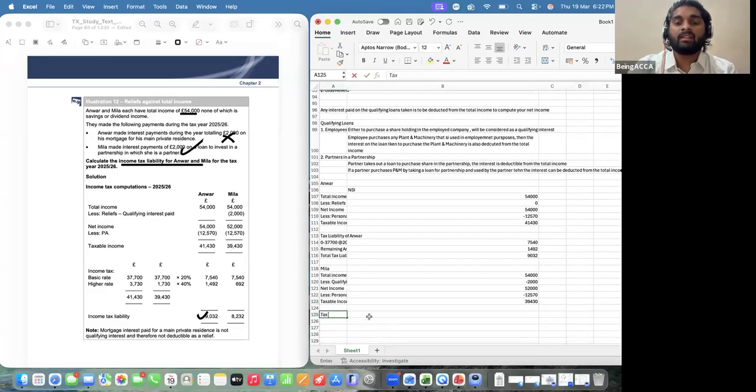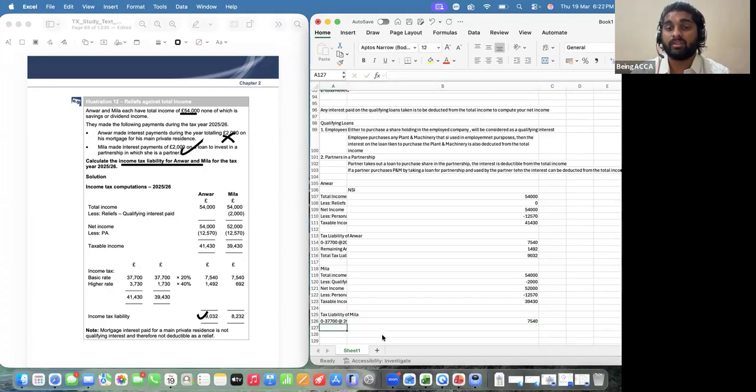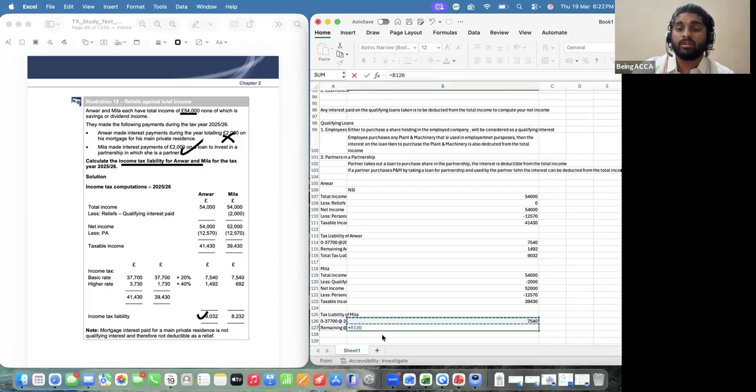Next would be the tax liability of Mila. The basic rate band would be 0 to 37,700. Even here you can see that it's exceeding 37,700, so the entire 37,700 would be at 20%, which is 37,700 times 20%, 7,540, and the remaining at 40%. How much is remaining out of 39,430? 37,700 has been utilized in the basic rate band.